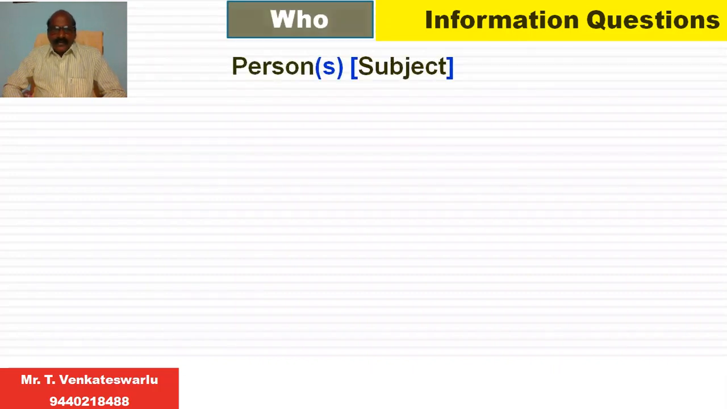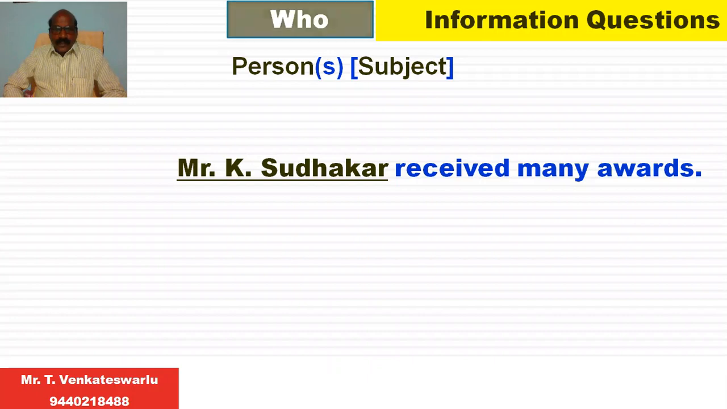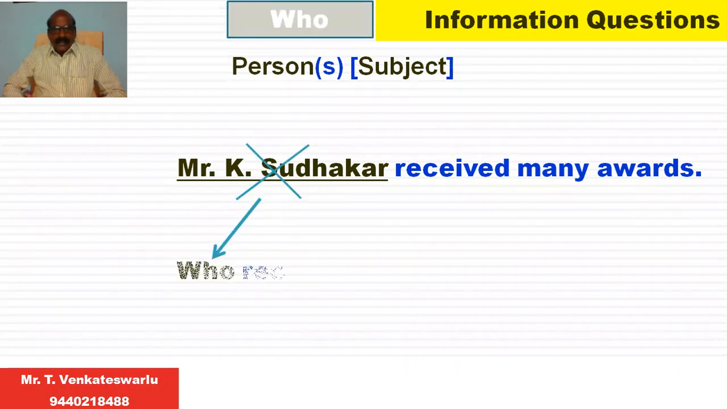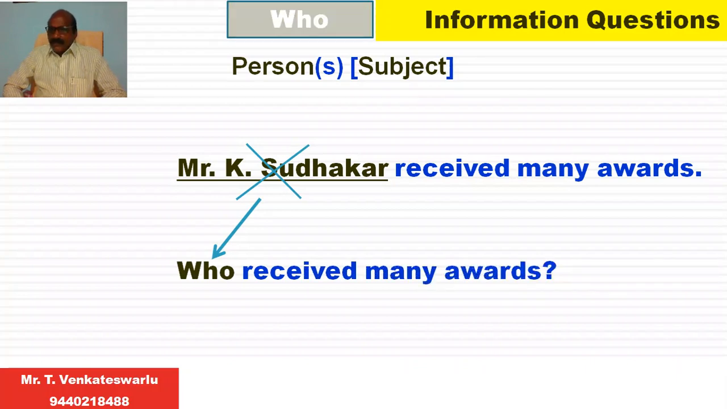Who refers to persons, and when the person in the given sentence is used as a subject, we use the question word who. For example, Mr. K. Sudhakar received many awards, and Mr. K. Sudhakar is the subject, and the subject refers to a person. In such cases, to get the information question, no need to change it into a yes or no type question. Simply, the subject is replaced by who: Who received many awards?